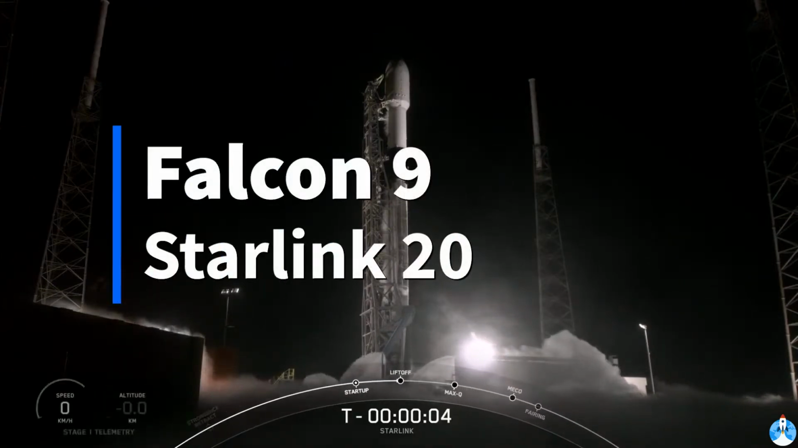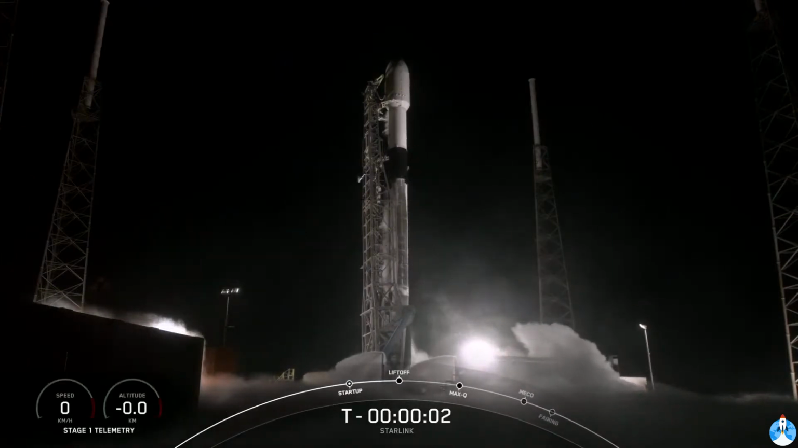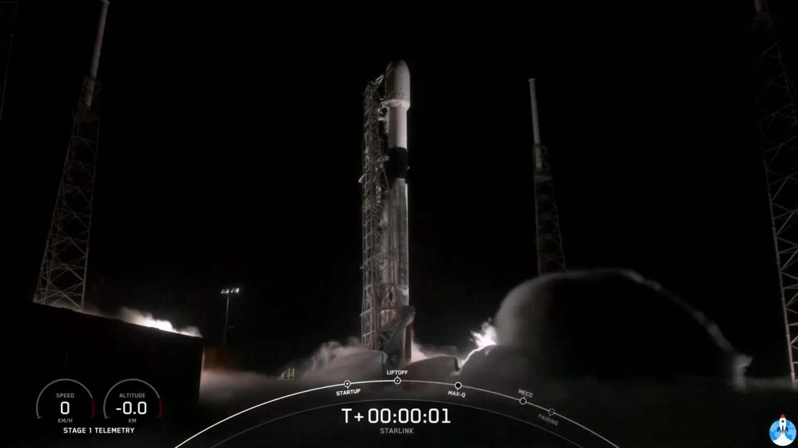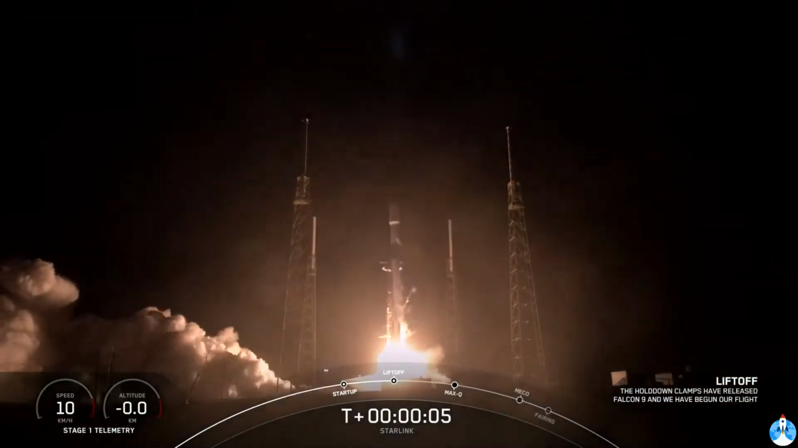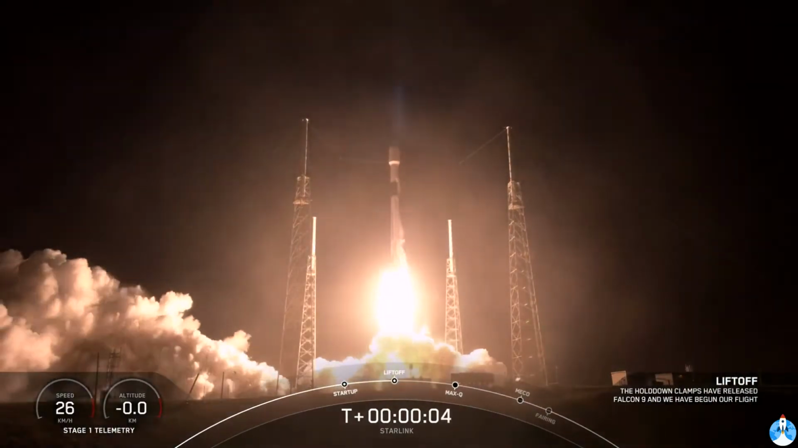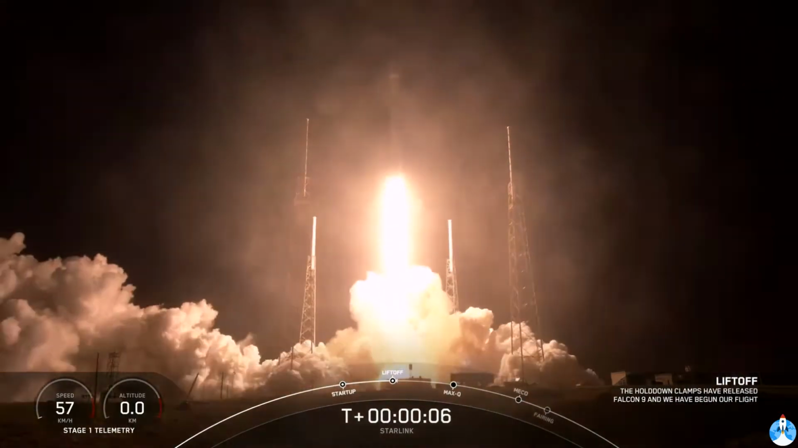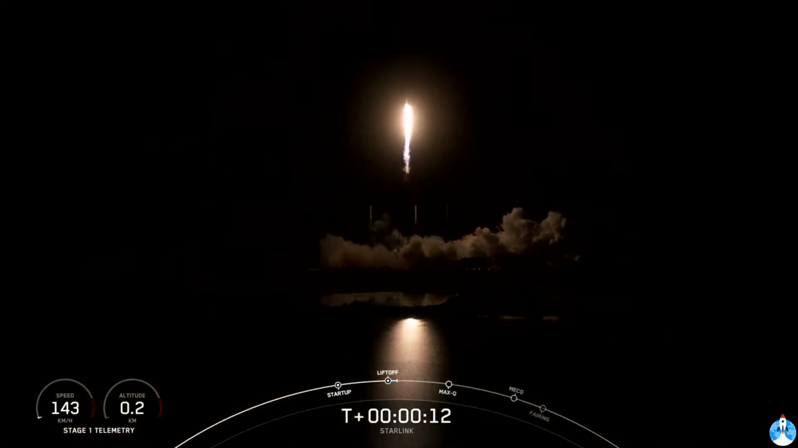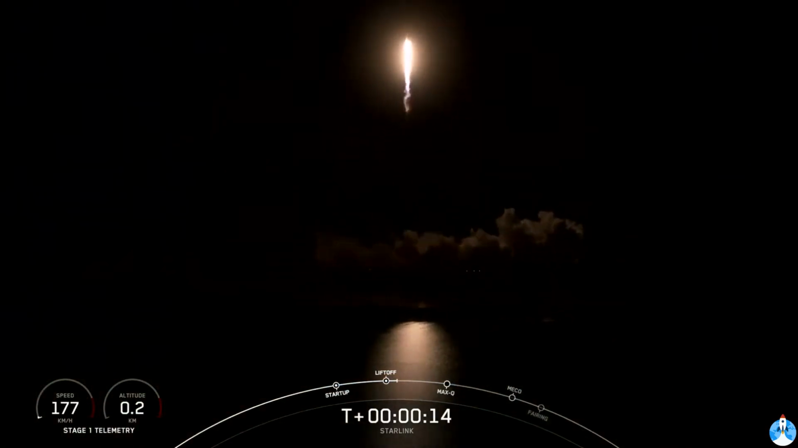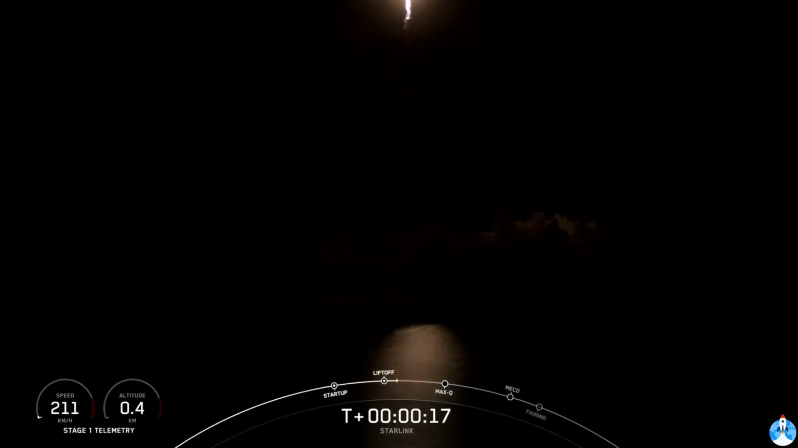5, 4, 3, 2, 1, 0. Ignition and liftoff. Stage 1 propulsion. Vehicles pitching downrange.